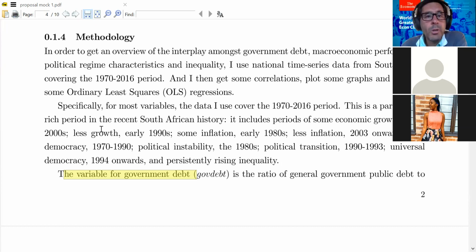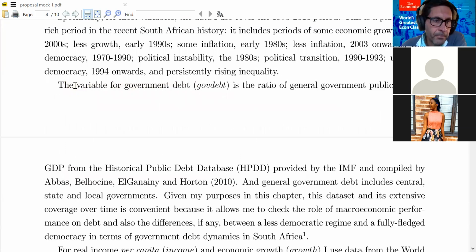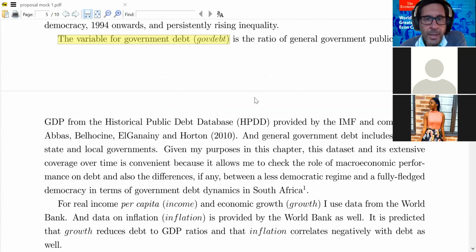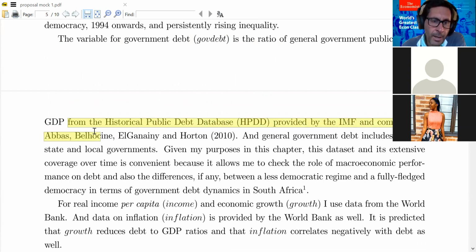So then what I do here, folks, is I am describing the data. The variable for government debt, which I call gov debt. And then I explain the definition is the ratio of general government public debt to GDP. And the source is the historical public debt database provided by the IMF and compiled by these people there. Okay, that's an IMF working paper.